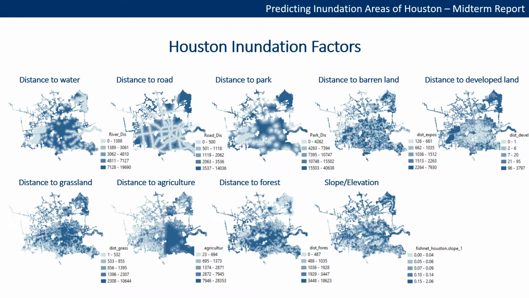We use the exact same 9 factors for the city of Houston, so that we could use the same type of independent variables to predict that city's dependent variable, which is the city's potential flooding area.